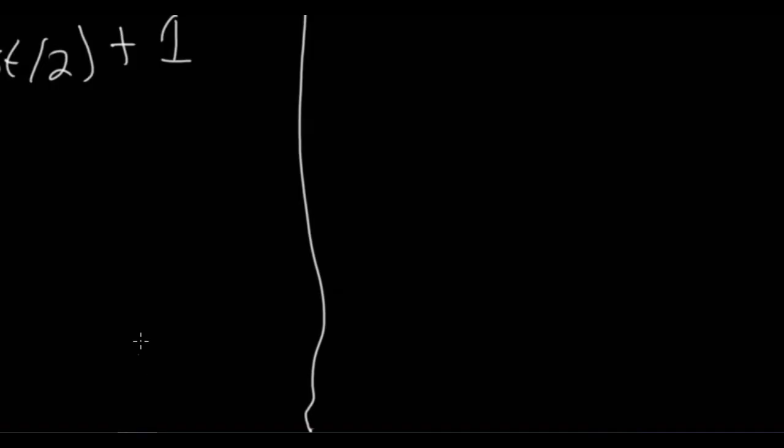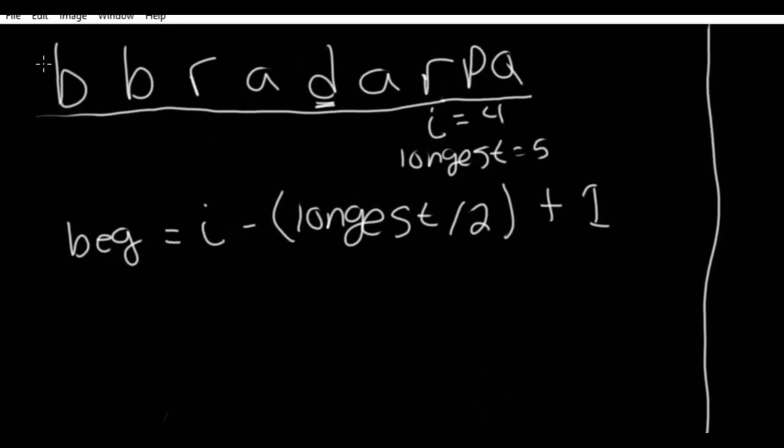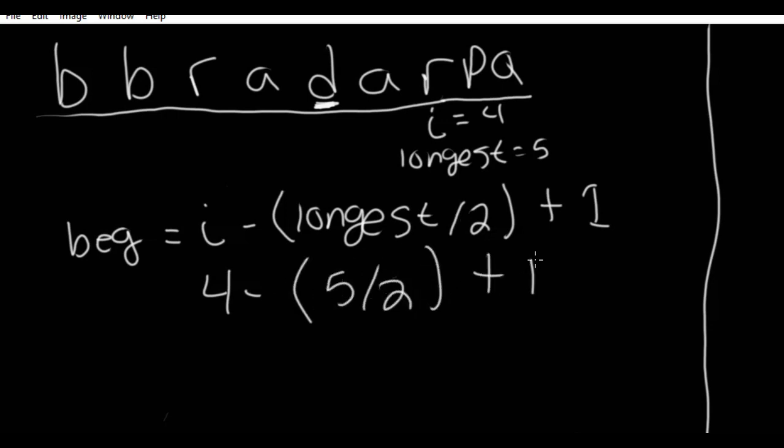However, if that's still unclear, we can go through an example. The example is we're going to use the same string that we used on the blackboard before. So the palindrome is radar. i will be 4 because that is when we find the palindrome radar. That is the current iteration that we're on. And the length of radar is 5, so longest will be 5. So beginning is i, which is 4, minus the longest, which is 5, divided by 2, plus 1.